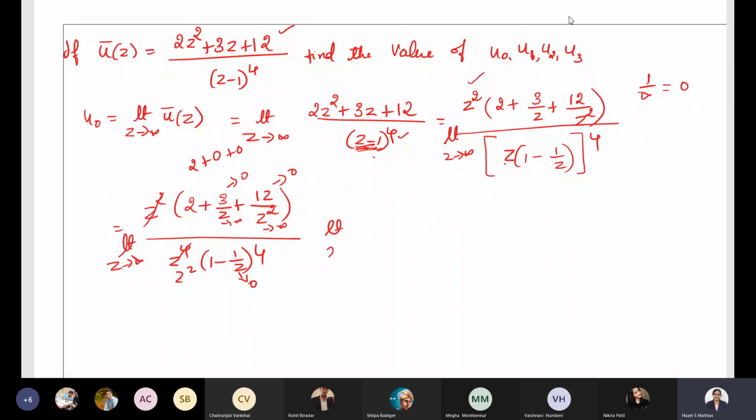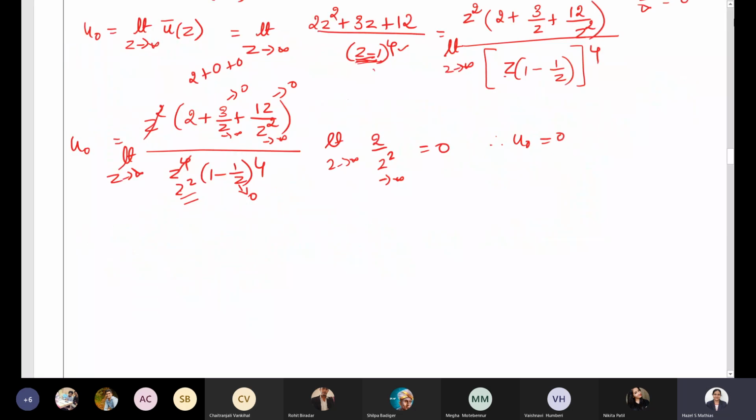So limit z tends to infinity, 2 by z square. Similarly, when z tends to infinity, 2 by infinity is 0. So we will get the value of u naught as 0, because anything by infinity will be 0. We will have a term z square, so when z tends to infinity, 1 by infinity tends to 0. This is what we get.